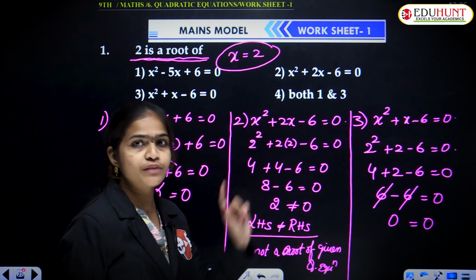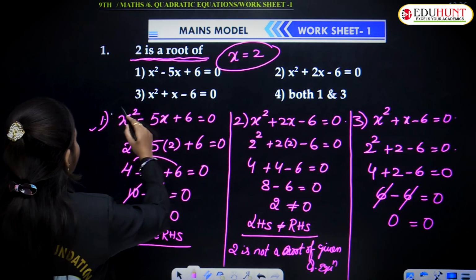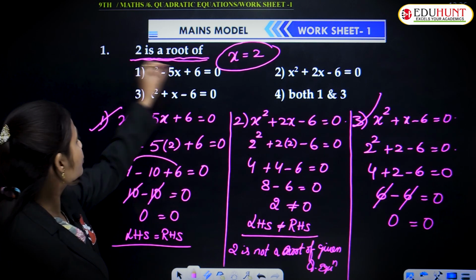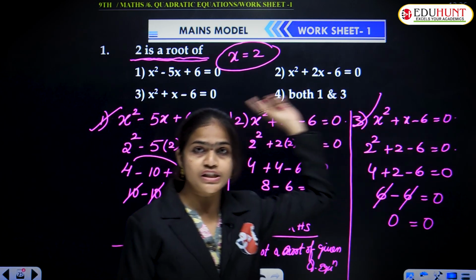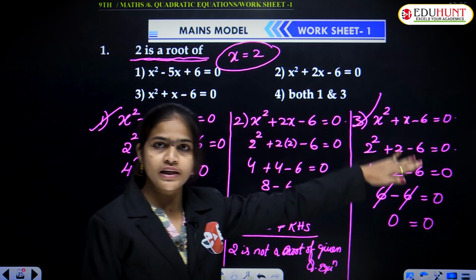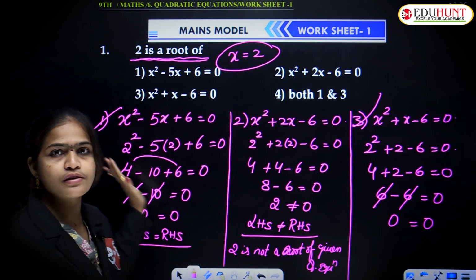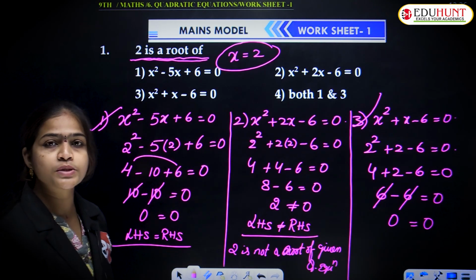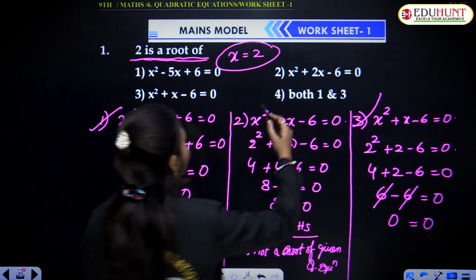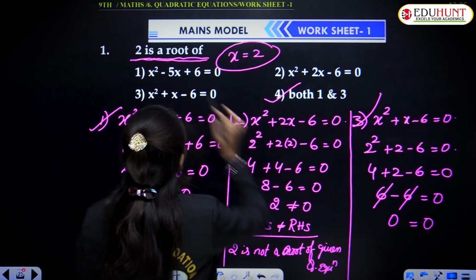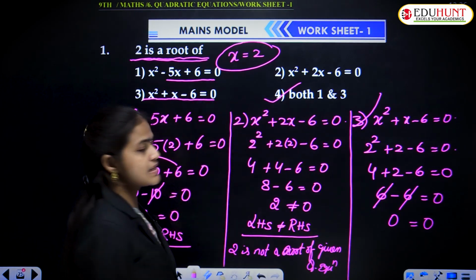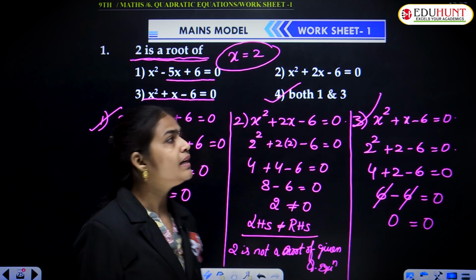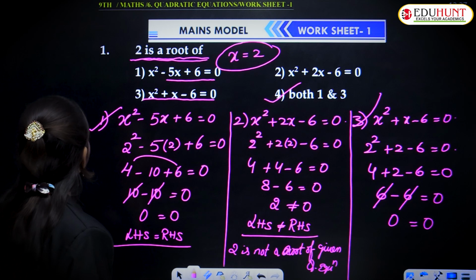So how many equations are satisfying? The first one and the third one. 2 is a root of these 2 equations. Understand? 2 satisfies here and also here 2 satisfies the given quadratic equation. So which option is correct? Yes, option 4, that is both options 1 and 3. Am I clear to you? So this is the first question. Let us see the next, second one.